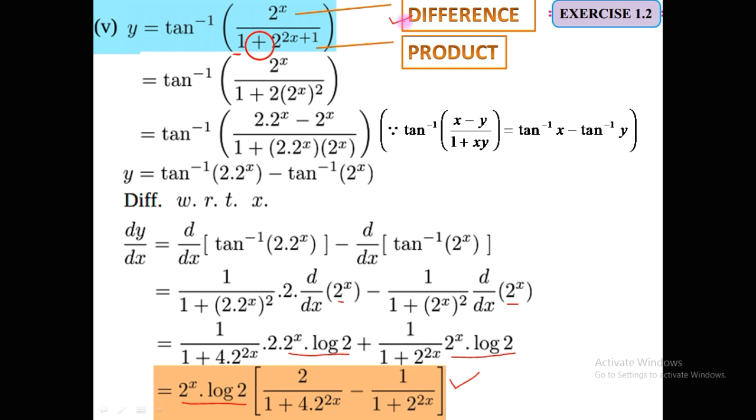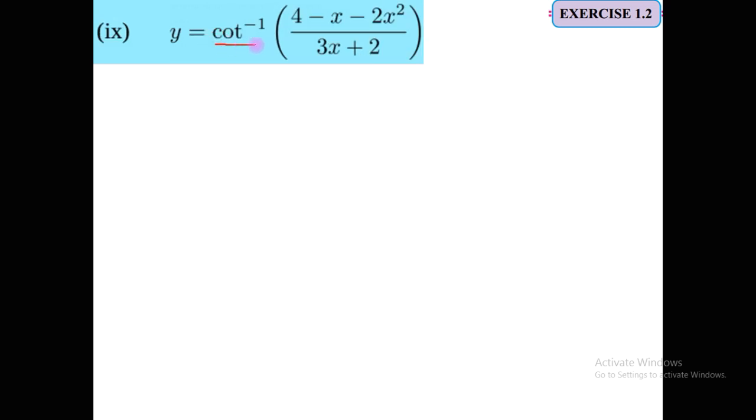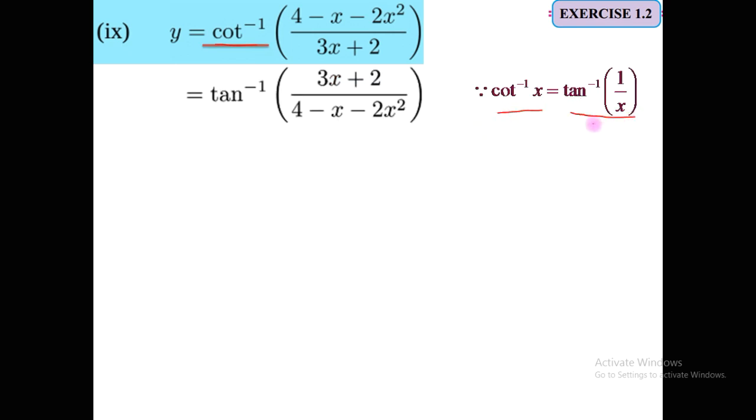Okay, let's go to the next. See now, it is cot inverse of x. First convert cot inverse into tan inverse. This is the formula: cot inverse of x is equal to tan inverse of 1 upon x. So I am writing this first in tan inverse.